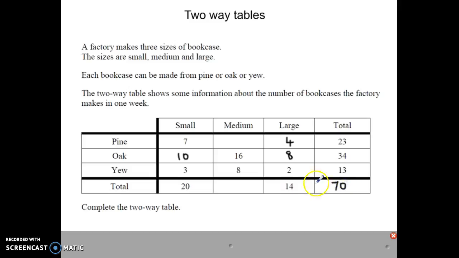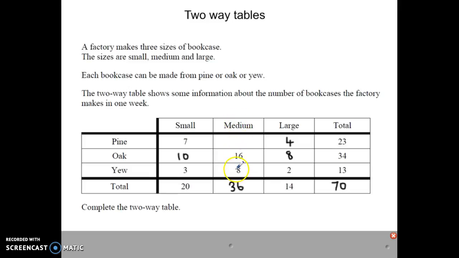Not many gaps left, but look at this total row across the bottom. 20 plus 14 plus whatever this is must come to 70. So there's 34, means we're missing 36. So I'll write in 36 there. There's only one value left, and my bit of advice for you is when you get to the last value, check it across and down.